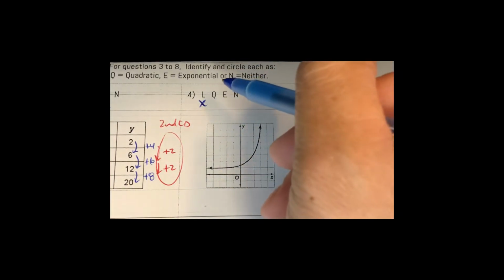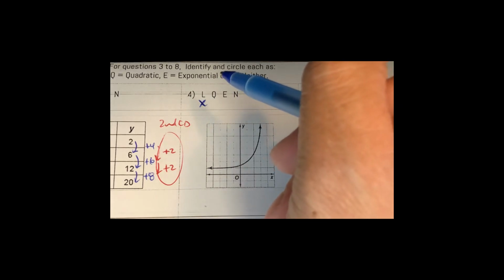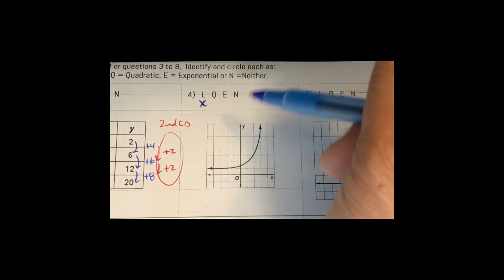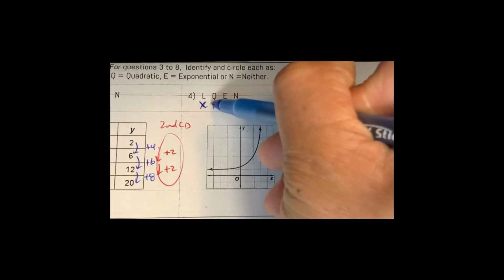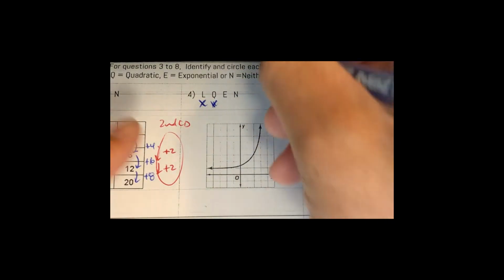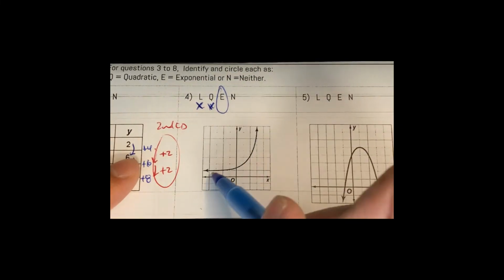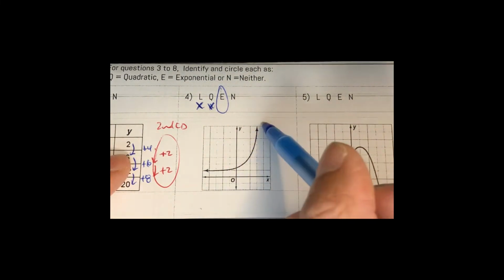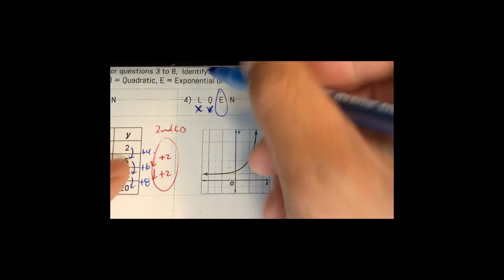Then I have Q. That would be quadratic. Quadratic would be a U. And then E is exponential. So this is exponential because it's a smooth curve, and what it does is it rises rapidly or declines rapidly. So this would be a growth. And then remember, quadratic is more like a U with a smiley face or a smiley face down.